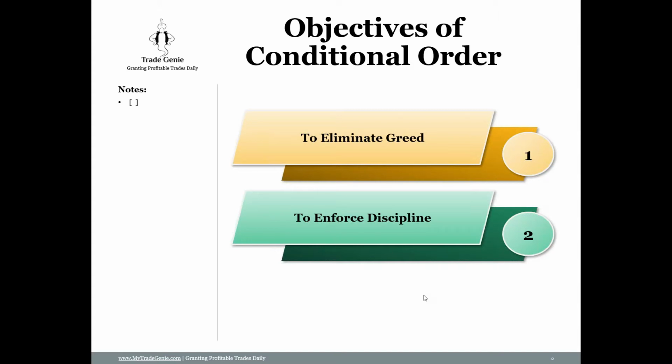So the conditional order is to eliminate greed and to enforce discipline. Way back when I was trading, I would see the target, and when the stock was hitting the target, I just sat there watching for more gains, and then I missed it. It pulls back. Sometimes I calculated wrongly based on the option price formula, and when I put the order, it missed. So there were a lot of issues in that way. So the conditional order eliminates greed and enforces discipline.